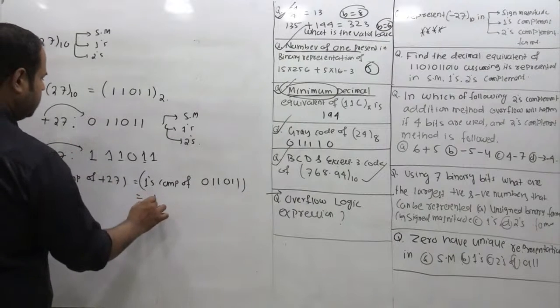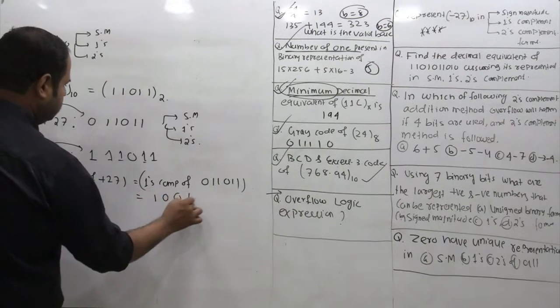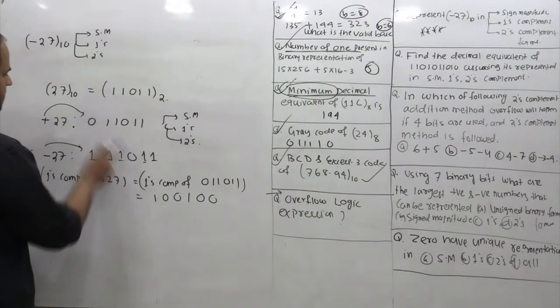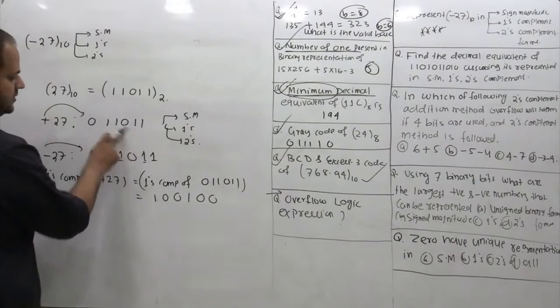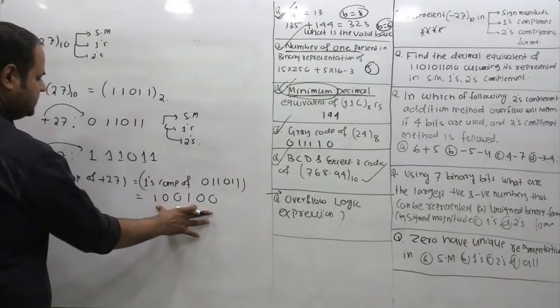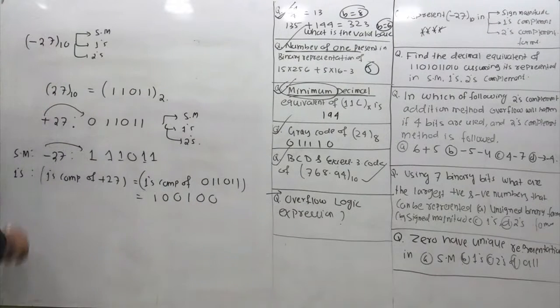0 should be replaced by 1, 1 should be replaced by 0. Right? So this 0 is 1, 1, 1, 0. This 0 or 1 means it should be 1, 0. So this is the answer of minus 27 in 1's complement form.